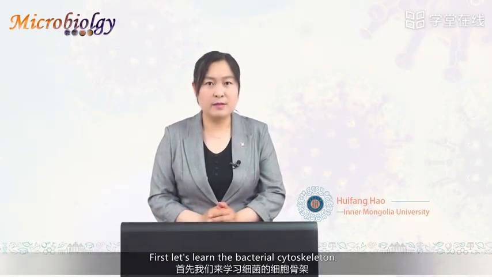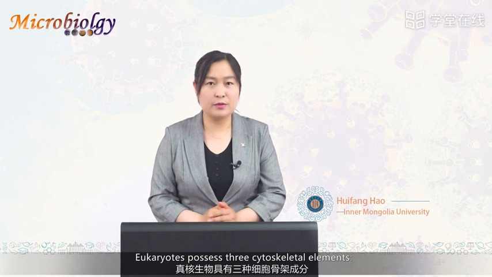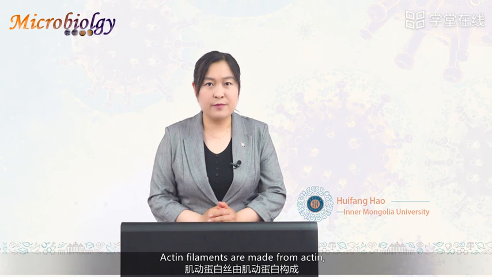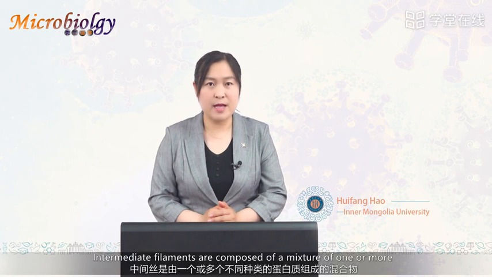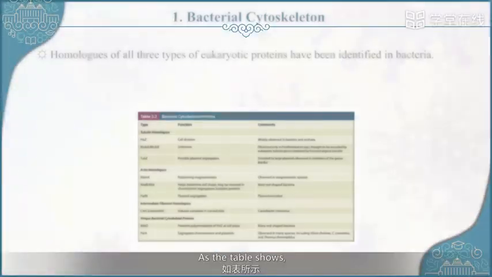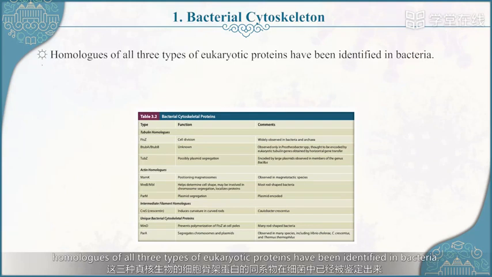First, let's learn about the bacterial cytoskeleton. Eukaryotes possess three cytoskeletal elements: actin filaments, microtubules, and intermediate filaments. Actin filaments are made from actin and microtubules are made from tubulin. Intermediate filaments are composed of a mixture of one or more members of different classes of proteins. As the table shows, homologs of all three types of eukaryotic proteins have been identified in bacteria.